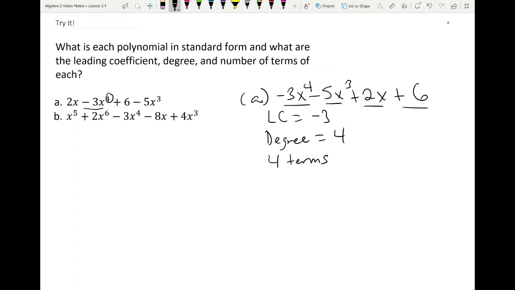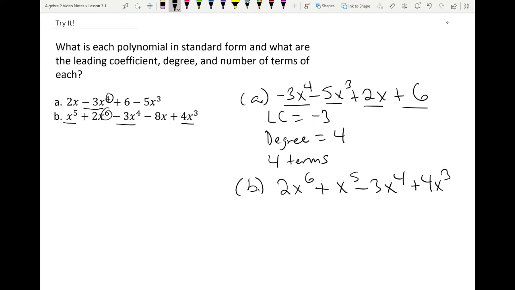All right, let's look at part B. So let's put it in order. The highest power is 6. So we got positive 2x to the 6th. Then we have positive x to the 5th. Then we have negative 3x to the 4th. And then the cube, so positive 4x cubed. And then we have a negative 8x.